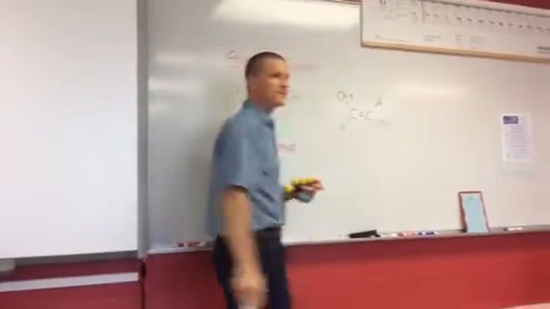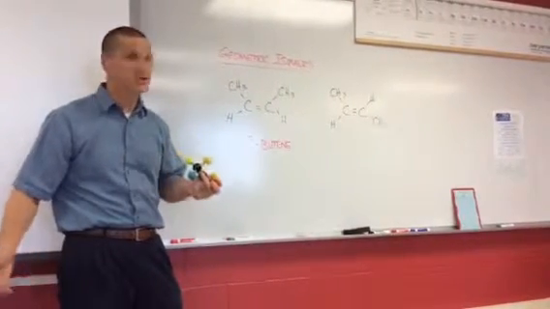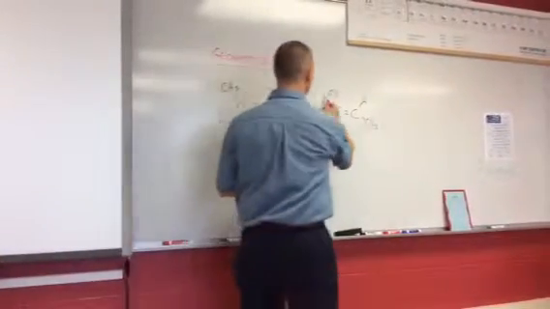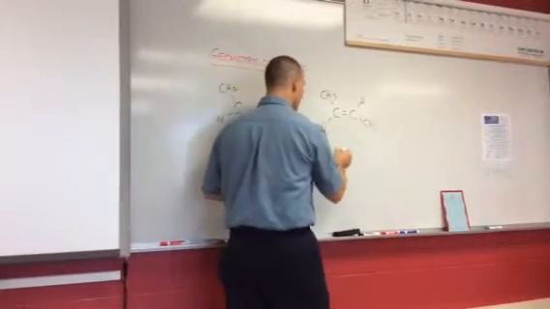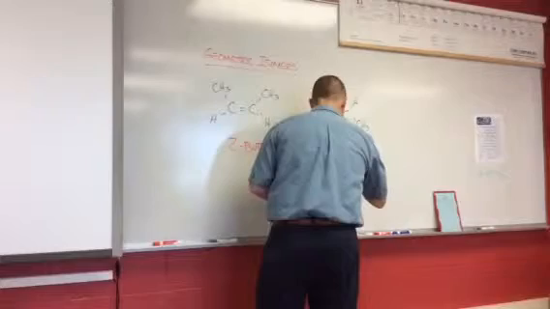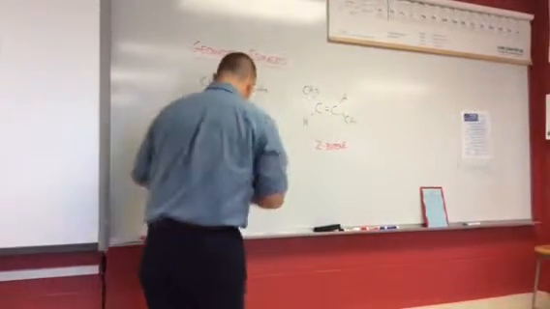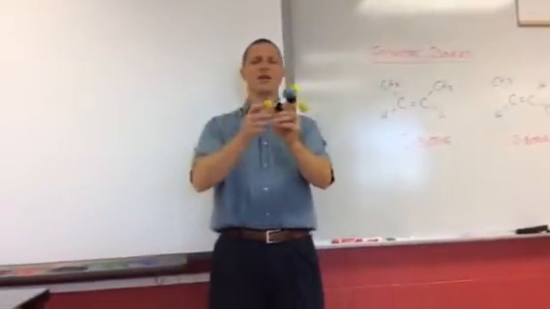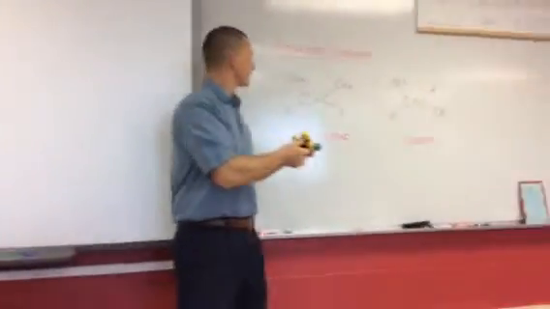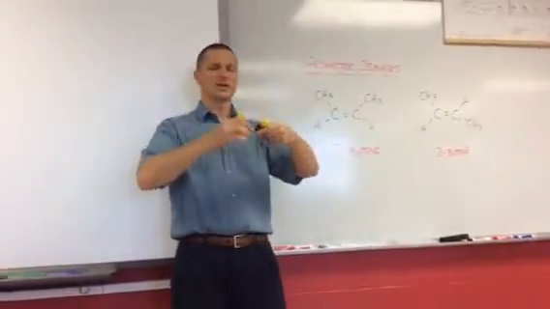What's the name of this one? Another 2-butene, isn't it? There's 4 carbons. 1, 2, 3, 4. There is a double bond between two of the carbons, so this one would also be 2-butene. Okay, now, like we saw in the first set of two compounds, in order to go from one to the next, I just did a little twist.